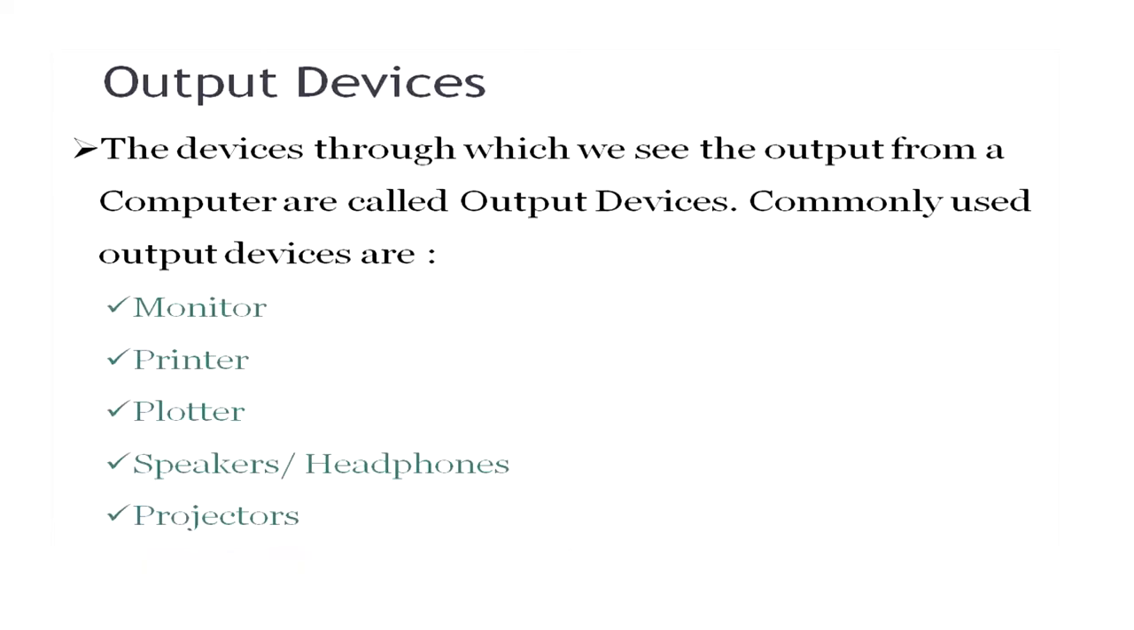Now let's see how results are achieved. Which devices help us to view the final results that we get after processing of the input? So let's have a look at the output devices. These are the devices through which we see the output from a computer. And the commonly used devices that we'll be covering are the monitor, printer, plotter, speakers or headphones, and the projectors.